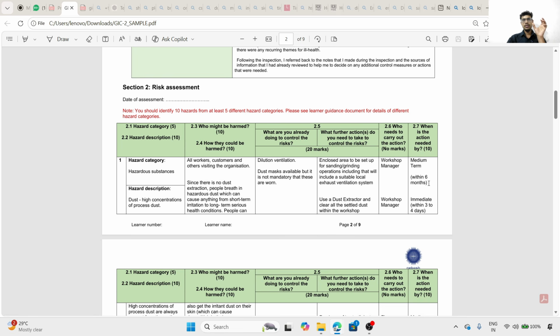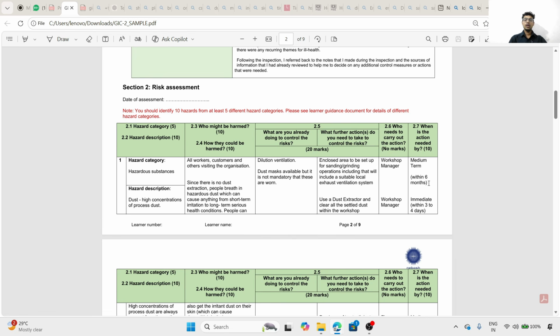So understand, if someone can get injured today from such types of hazards, and you feel that an immediate action is required, then you put immediate term. And when you find that an improvement is required over there, so this is one sort of improvement, then you can put medium term.